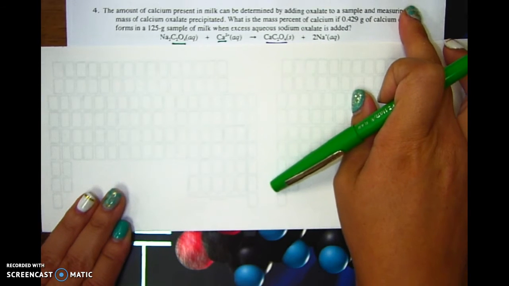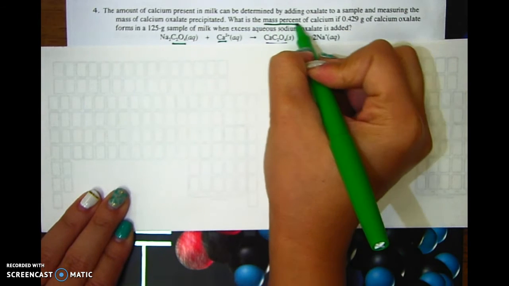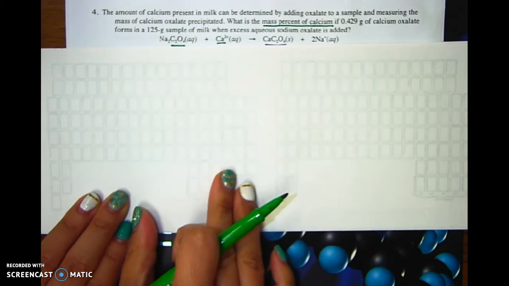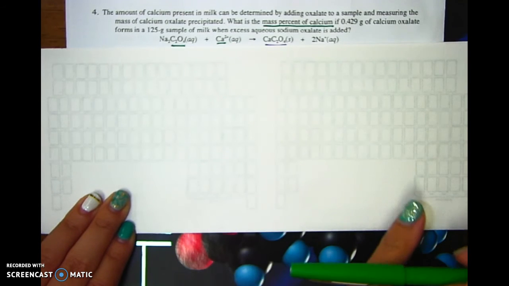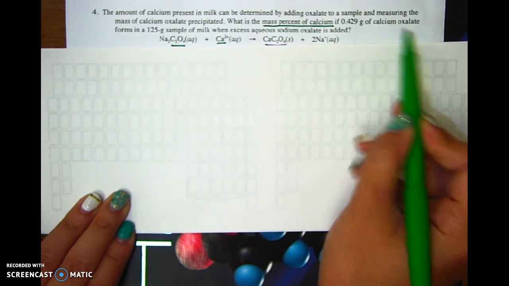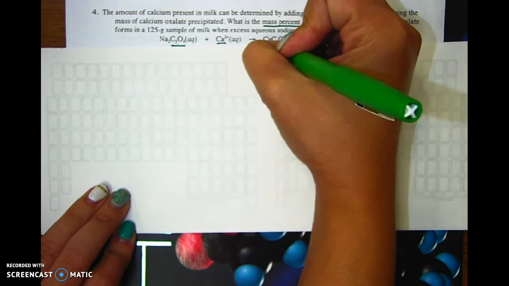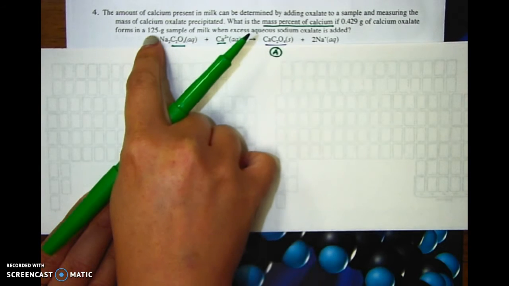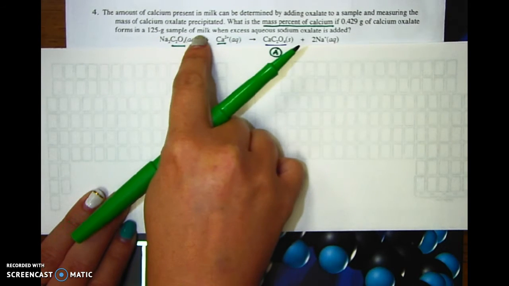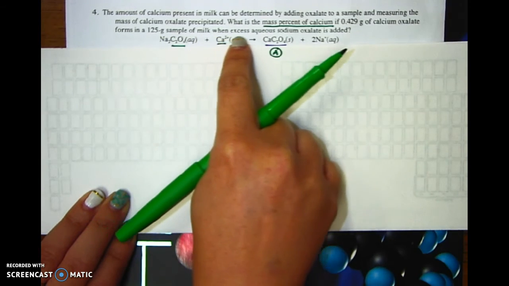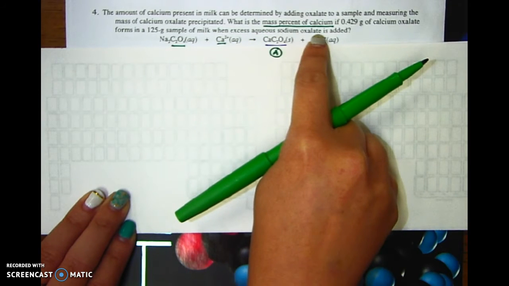Here, what you're solving for is the mass percent of calcium in the milk. So we're trying to figure out how much of the milk is the actual calcium, in grams. And we have to take a look at what we're given to figure out how we're going to get the problem started. We have 0.429 grams of calcium oxalate. So I know this is my A right here. And we know that it was 125 grams of milk, so that's going to be going into my mass percent. And for the sodium oxalate, we know that that's just in excess.